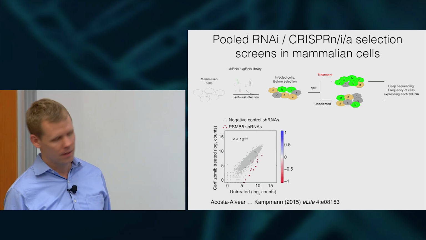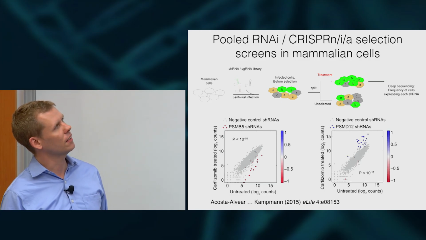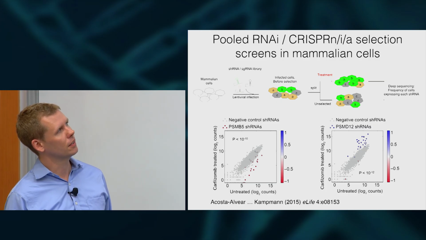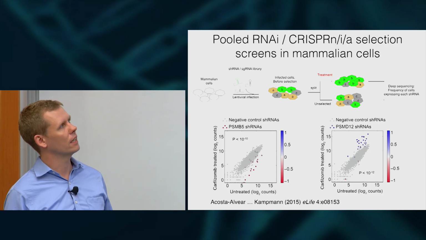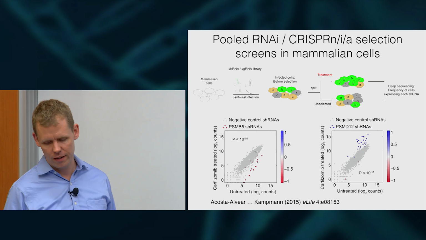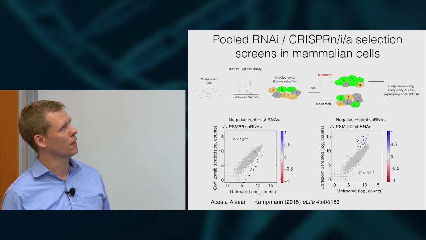And similarly, we can detect genes that have the opposite effect. In this case, knockdown of PSMB5 made cells more sensitive to the treatment. Knockdown of this other gene, PSMB12, strongly made them resistant to the treatment. And so we can detect genes that have different effects like this.